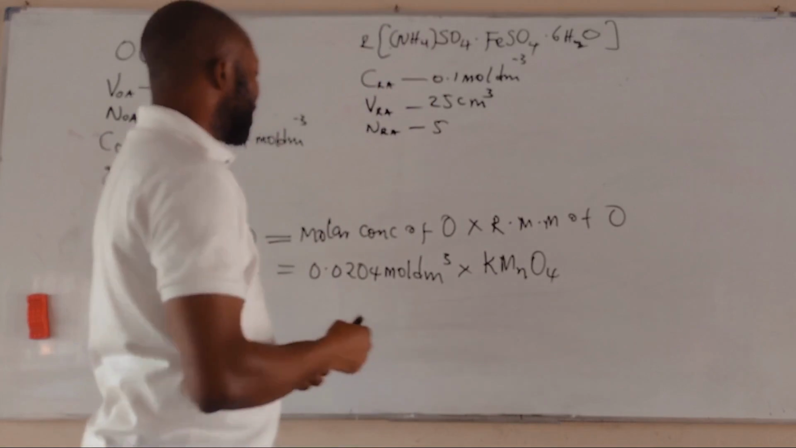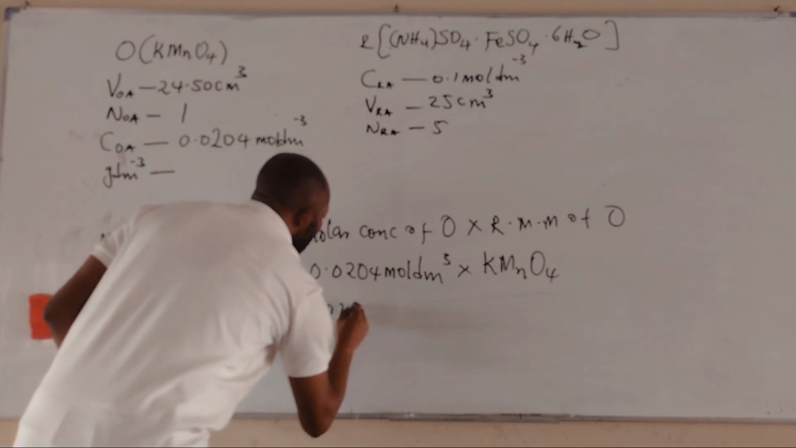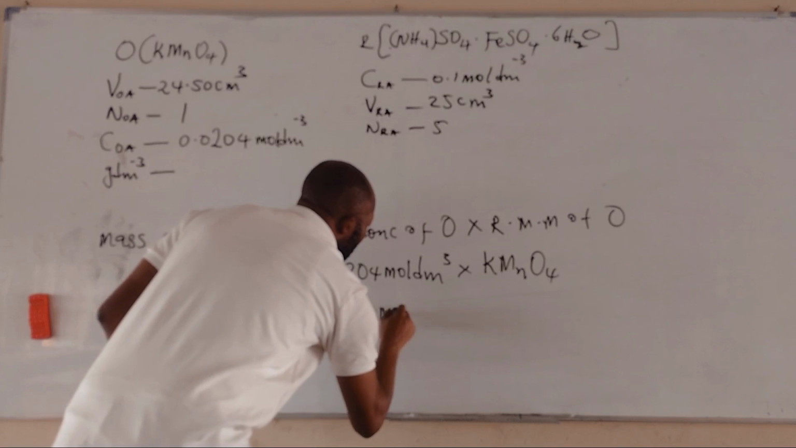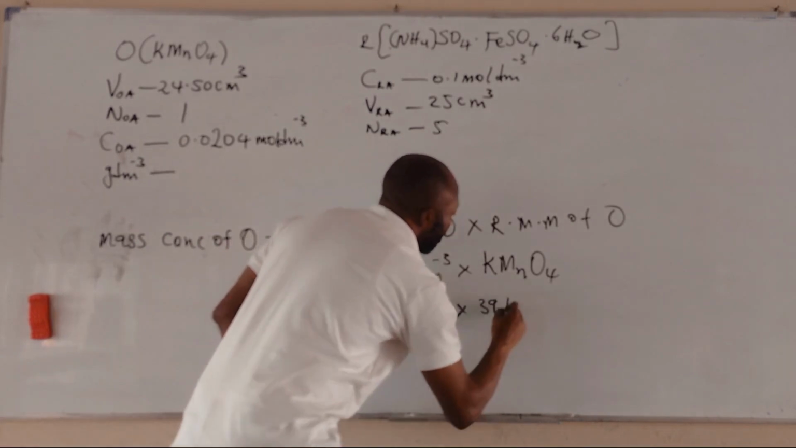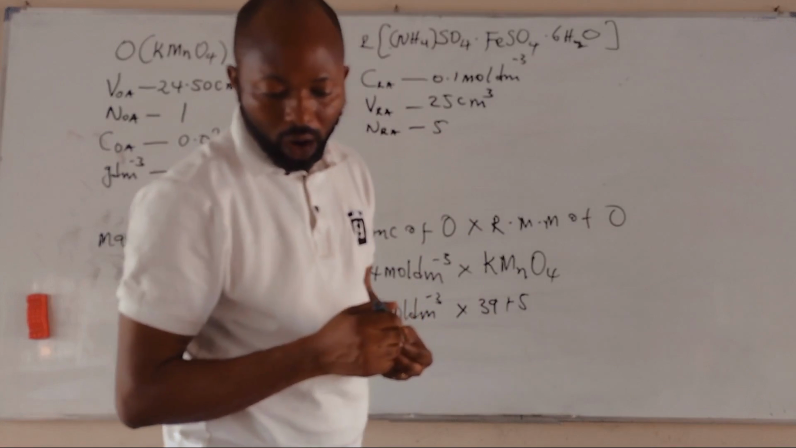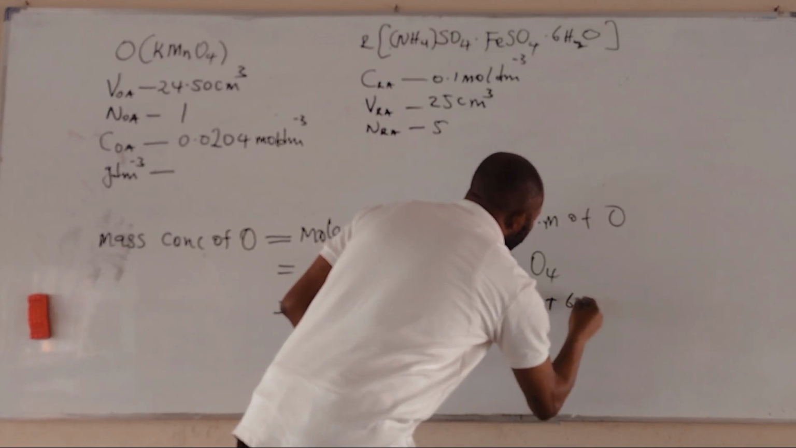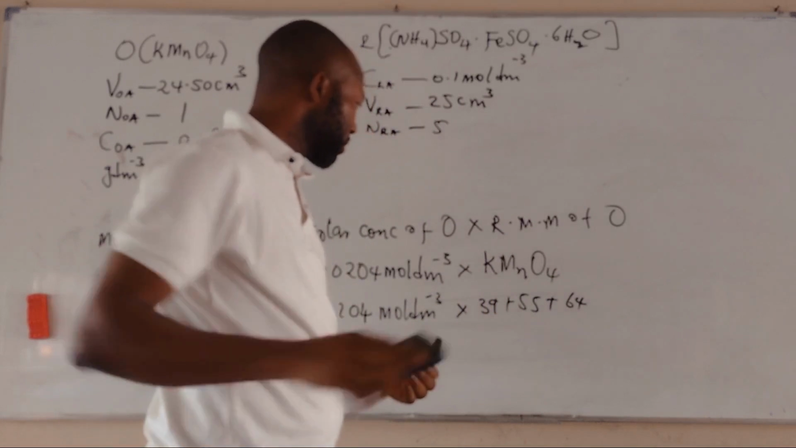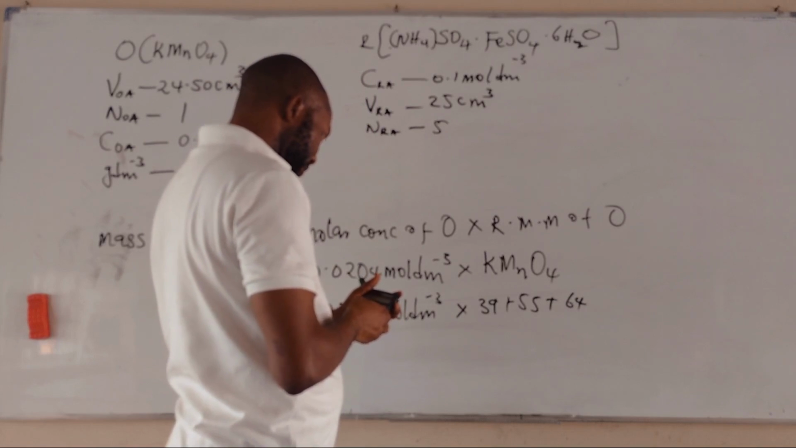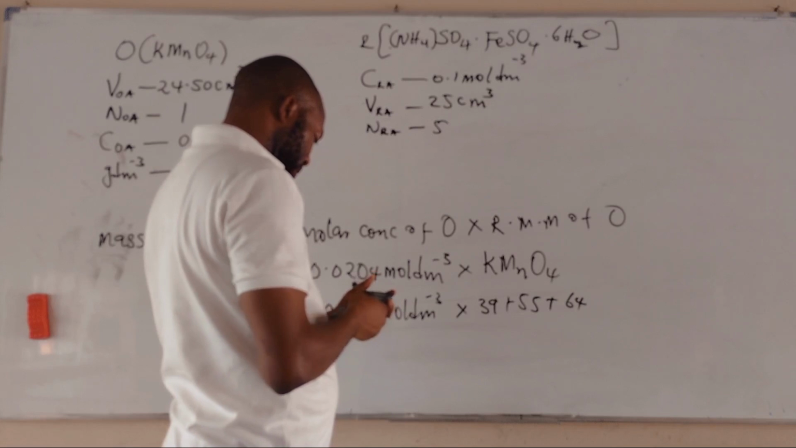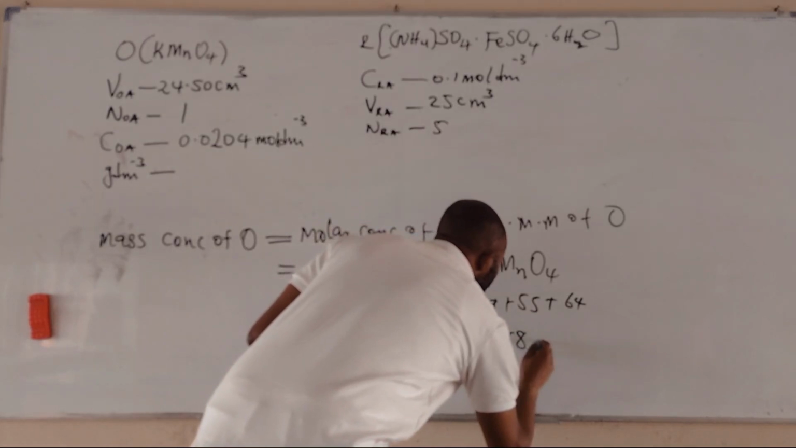Manganese is 55. Potassium is 39. So let's go. 0.0204 mole per dm cube times 39 plus 55 for this, plus oxygen times 4, this is 64. 39 plus 55 plus 64 is 158. 158 g per mole.